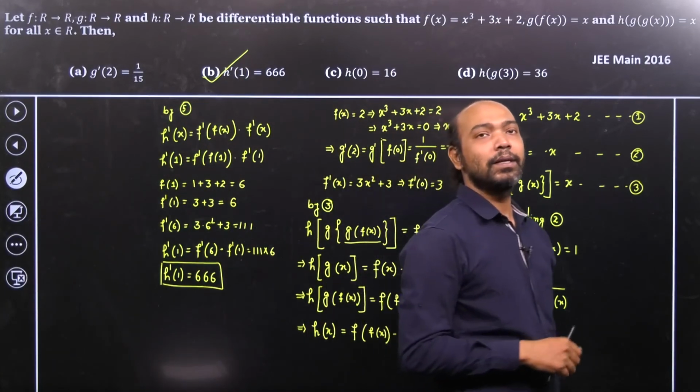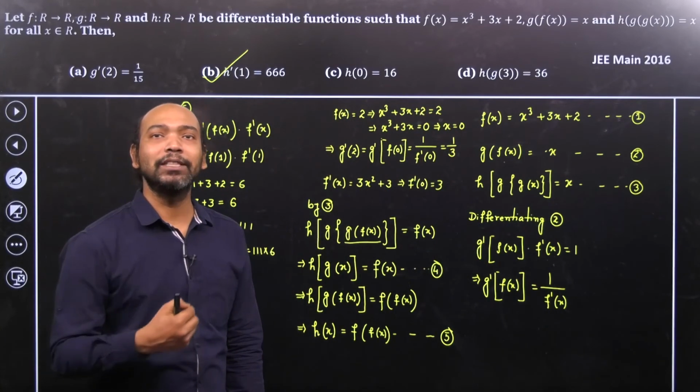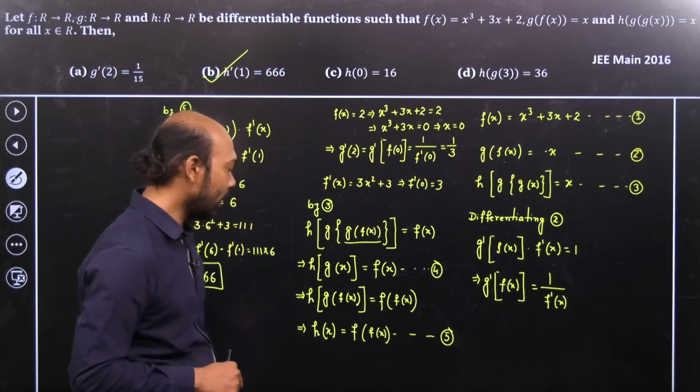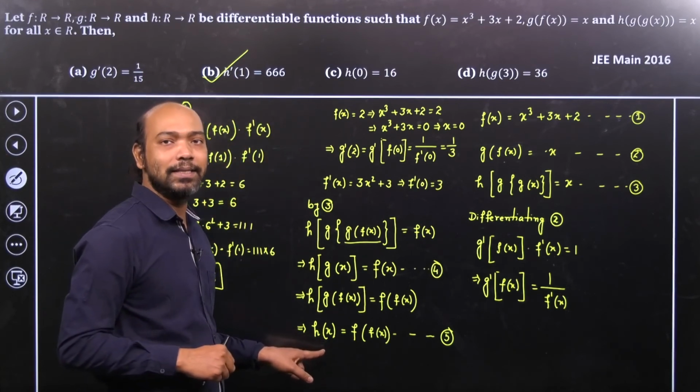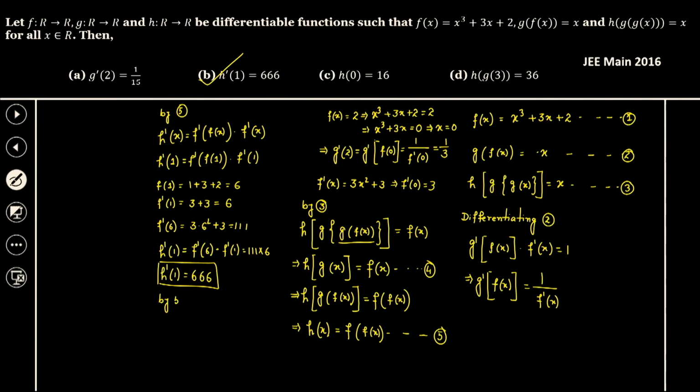But that's not it. Because in some JEE problems, we can have multiple options correct. So let's go ahead and check for h(0) equal to 16. What is the value of h(0), right? Again by relation 5, we can say h of 0 is equal to f of f(0). What is f of f(0) now? We see that f of 0 is definitely 2. Now we need to calculate what is f(2). That is 8 plus 6 plus 2. So that means it's 16.